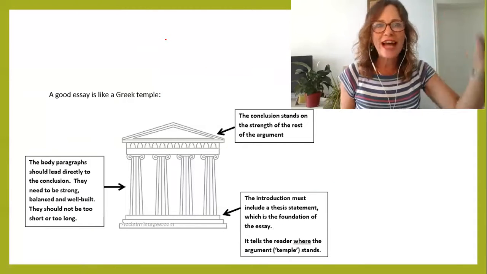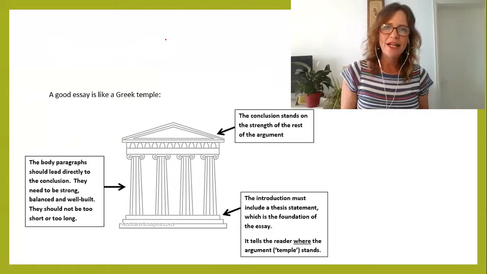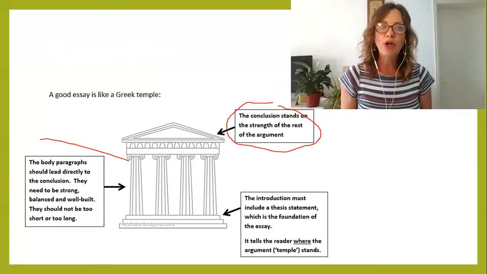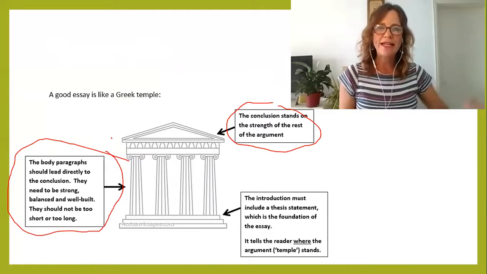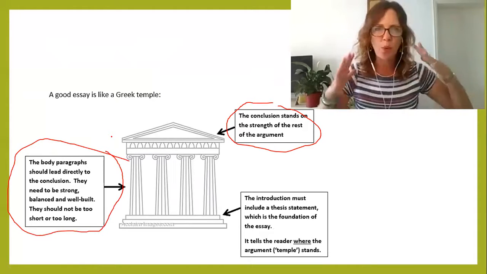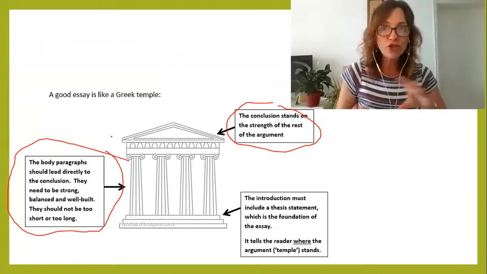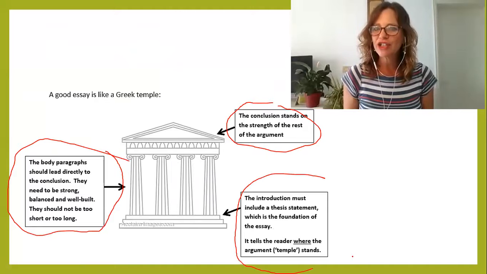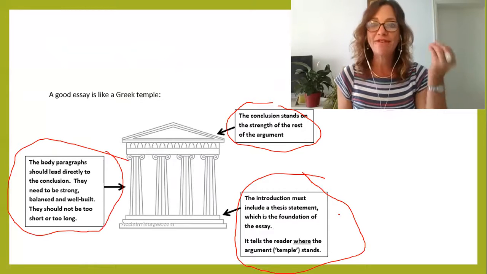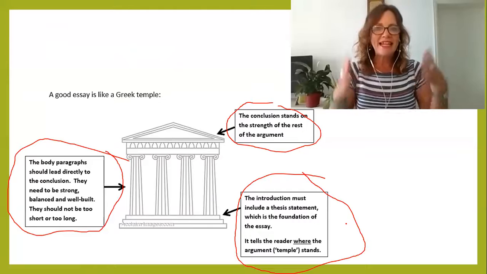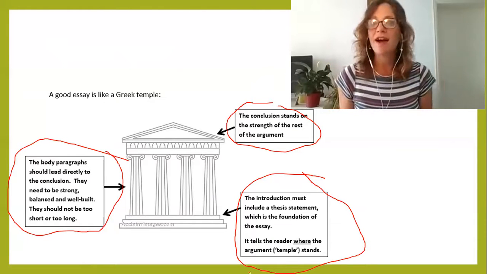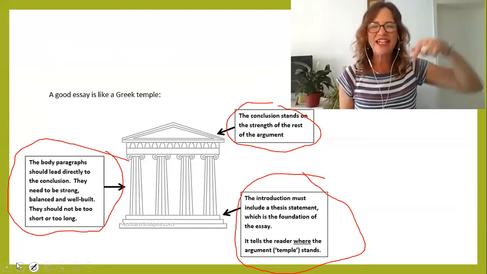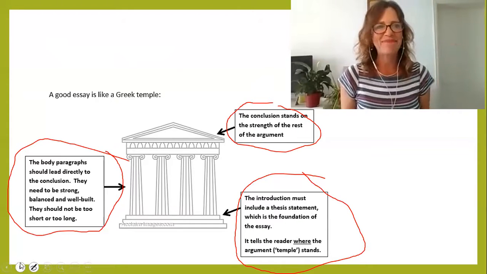So yeah, a good essay is like a Greek temple. The conclusion stands on the strength of the rest of the argument. The body paragraphs should lead to the conclusion. They need to be strong, balanced, and well built. And they should not be too long or too short. And the introduction must include the thesis statement, which is the foundation of your essay. It tells the reader where the argument stands, where the temple stands. So that's a good analogy to think about a good essay.